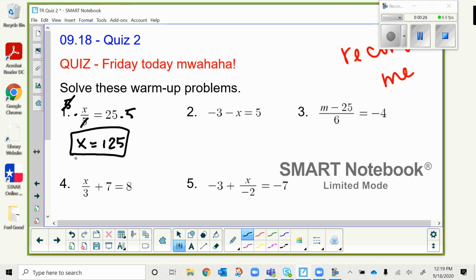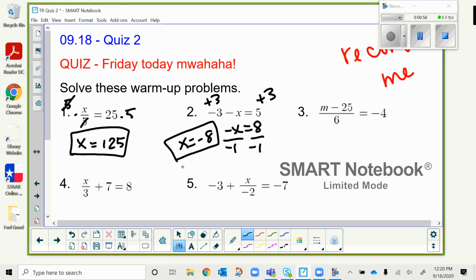For number 2, we are trying to get x by itself, so we move the -3 over first. So I add 3 to both sides. That leaves me negative x equals 8. And we don't want to leave the x negative. We want to make it a positive. So I can do that by dividing both sides by -1. And I have x equals -8.